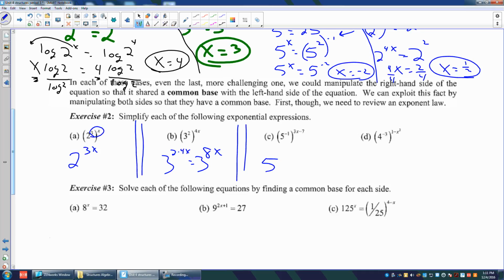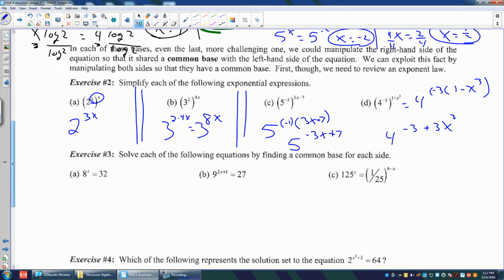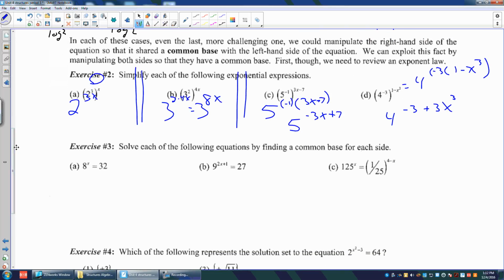This one is 5 to the negative 1 times 3x minus 7, which is the same as 5 to the negative 1 times 3x, which is negative 3x, and negative 1 times negative 7 is positive 7. That equals 4 to the negative 3 times 1 minus x, which looks like a cube to me. So what is that? That is 4 to the negative 3 plus 3x cubed. Exercise 3. Solve each of the following equations by finding a common base.